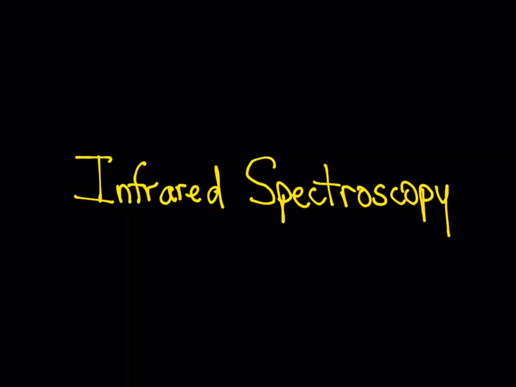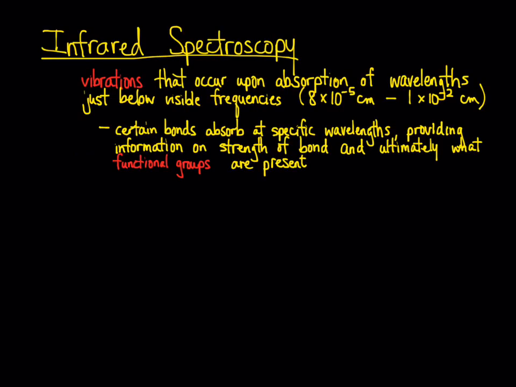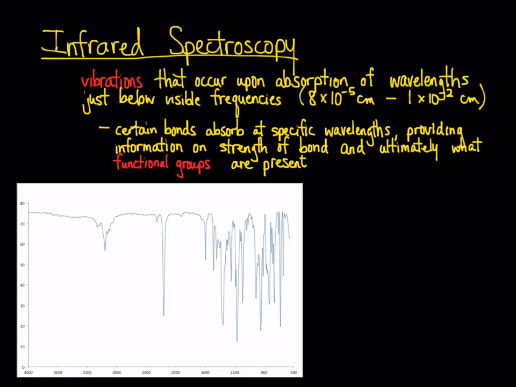Infrared spectroscopy is used to characterize organic molecules based on functional group. Since we can't visually observe the atoms and bonds in a molecule, we use indirect techniques to determine which functional groups are present. Infrared light causes molecular vibrations. Certain bonds will absorb at specific wavelengths, which will give us information on the strength of the bond and which functional groups are present. An example of an infrared spectrum is shown here.